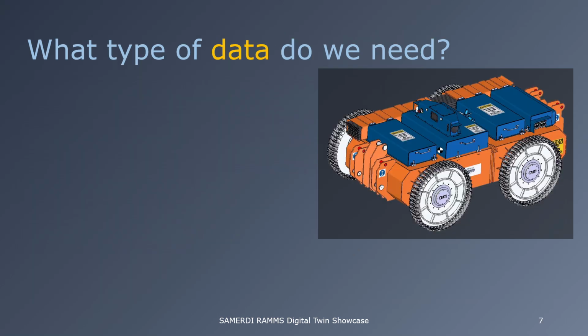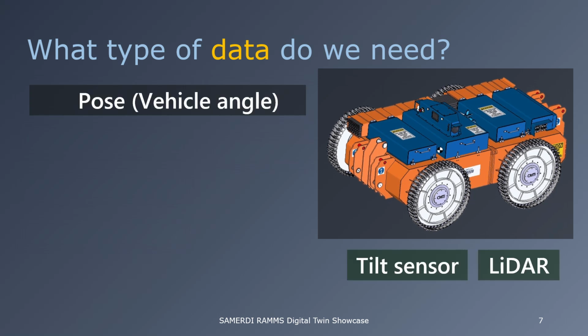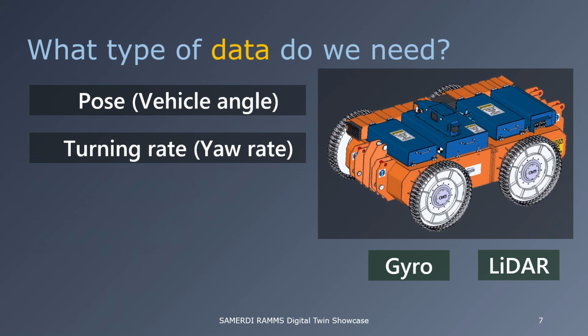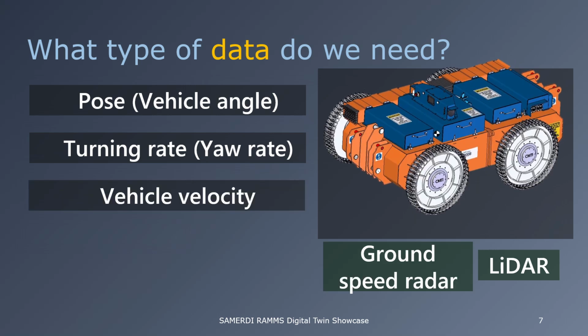So what type of data do we need to apply the algorithm I glanced over in the previous slide? Well, firstly, we need to know something about the pose, the 3-dimensional orientation of this vehicle. And 2 sensors we looked at to do this were tilt sensors. They work quite well if you filter them correctly. And then also a LiDAR sensor can also give you your absolute vehicle pose. We also need to know something about the turning rate. As you saw in the previous video, that was quite an important parameter. And in this case, you can measure that using a gyro. Or once again, you can use the LiDAR measurements to infer the turning rate.